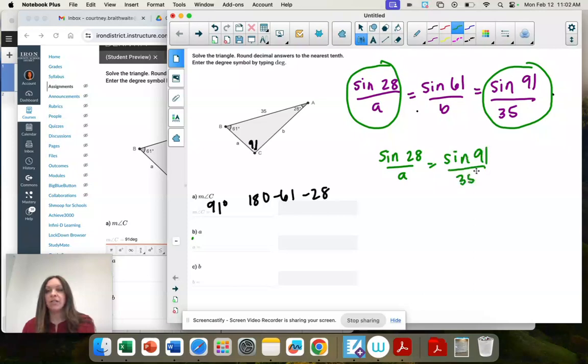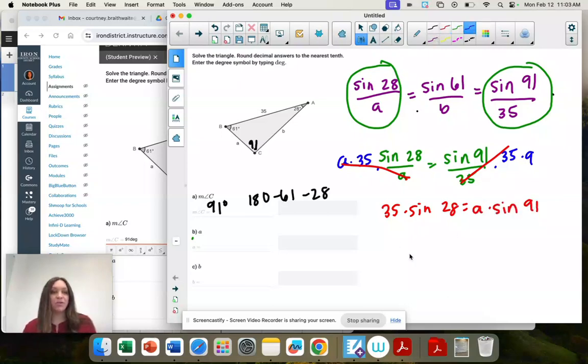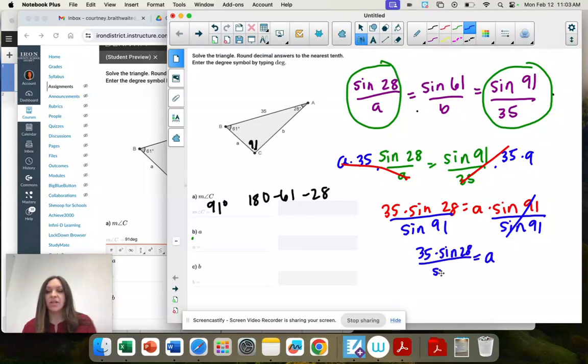When you have a fraction equal to a fraction, you can multiply both sides by the denominators. And then these cancel out and these cancel out. But another way to do it is cross multiply. So we would have 35 times sine of 28 equals A times sine of 91. And then remember what you're solving for. We're trying to get A by itself. So I'm going to divide both sides by sine of 91. And that's what A equals. A is 35 times sine of 28 divided by sine of 91.